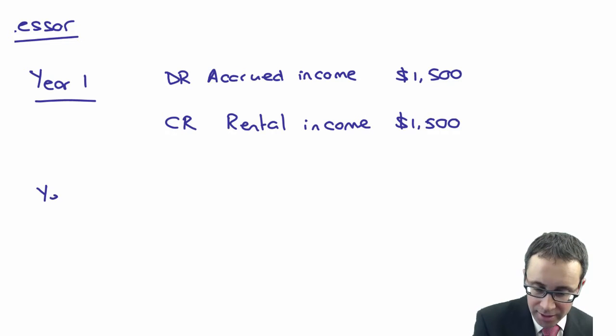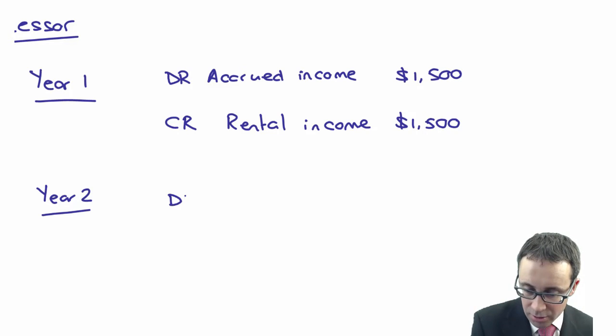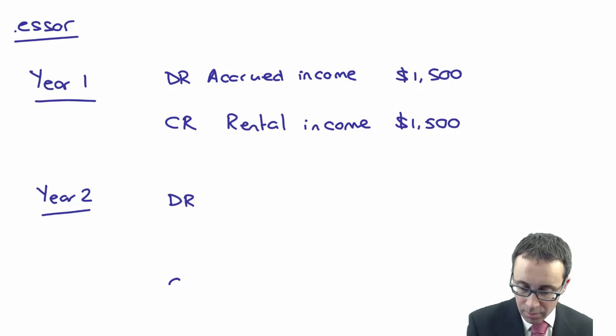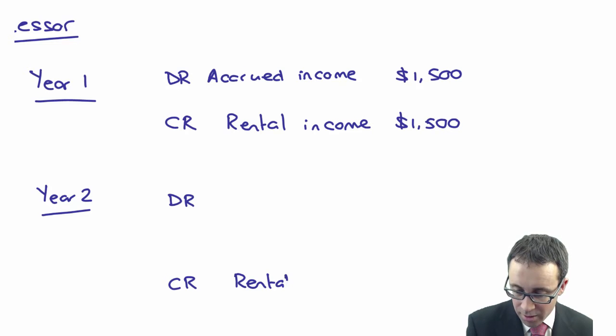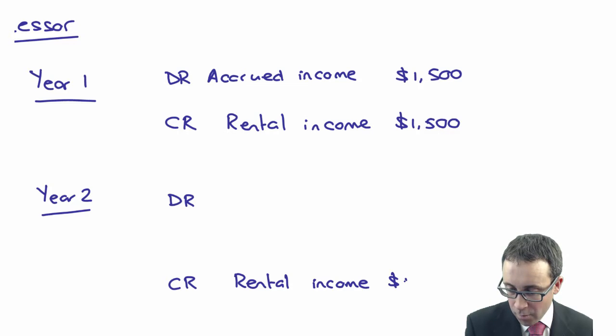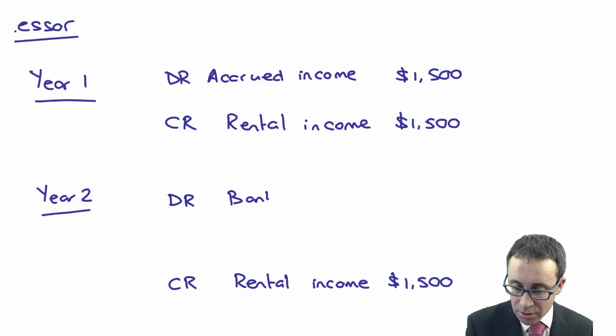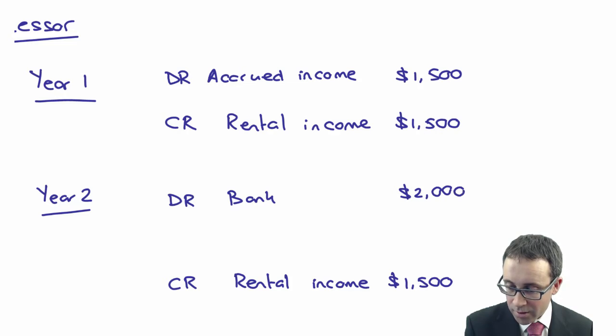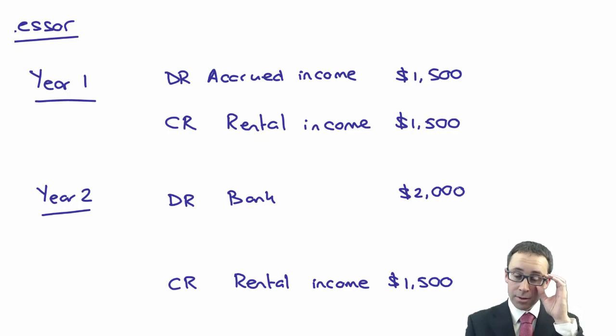So what we then have is it there in year 2. If we look at year 2, again, every year we still need to credit the rental income, don't we? With the 1,500. We can now debit the bank because year 2 isn't a rent-free period. So we debit the bank with the 2,000.